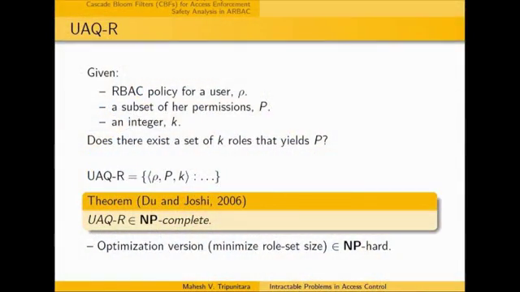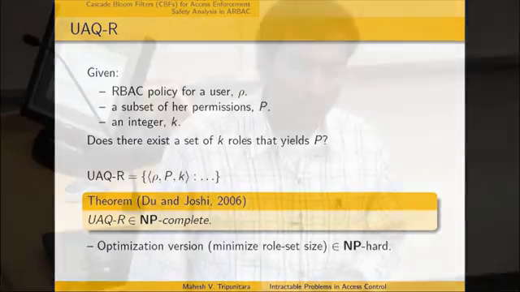So in this context, we get a natural problem. Here I'll pose it as a decision problem. Given an RBAC policy rho for a user, a subset of permissions P, and an integer k, does there exist a set of k roles that yields the set P?